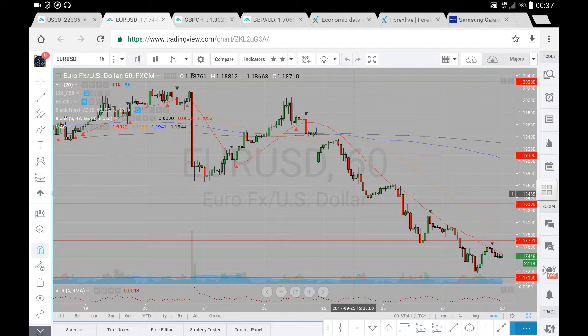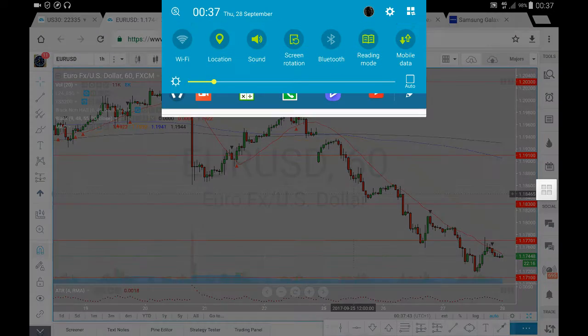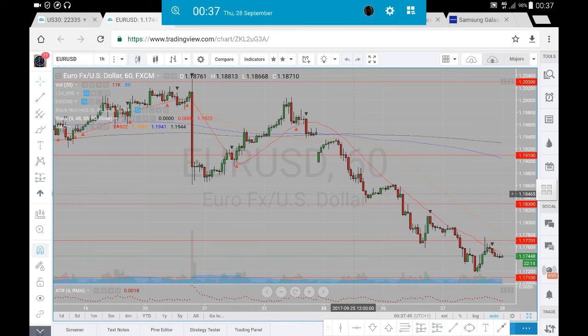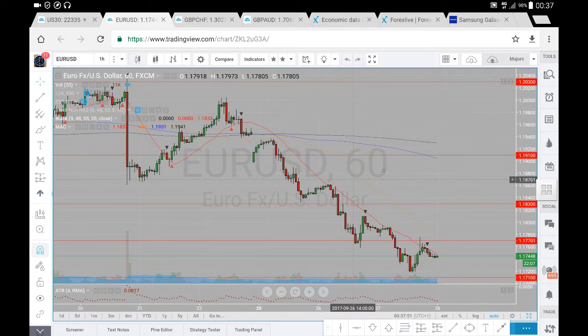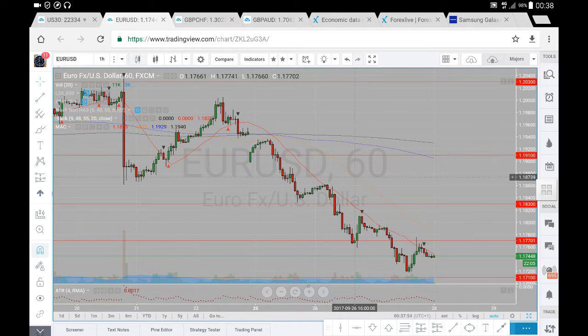So this is the Euro USD analysis for Thursday the 28th of September. And yeah, let's just have a look what's actually happened. So let's have a look on the 27th. Well, price has continued its downward momentum to test and break the 1770 level, which I have identified before. It did not bounce there, it's just continued downwards.